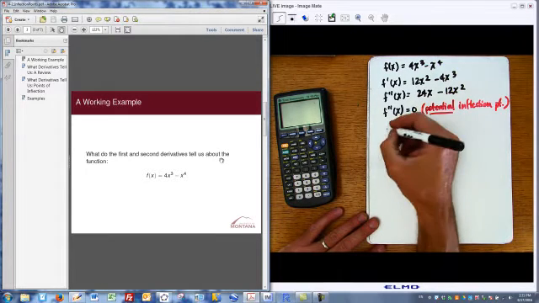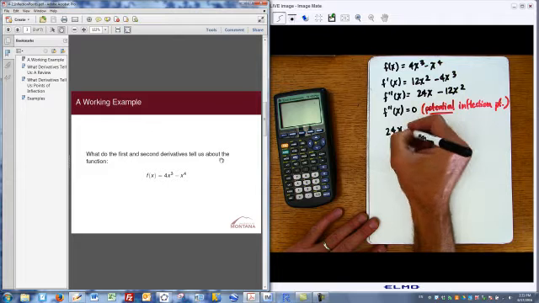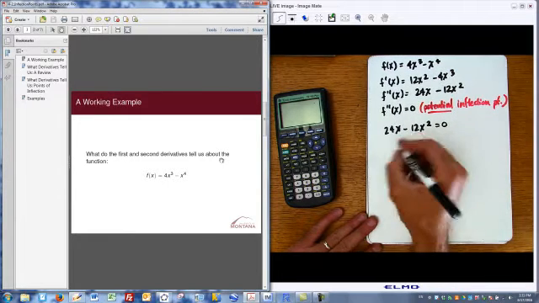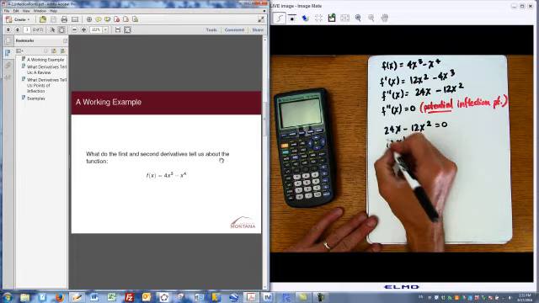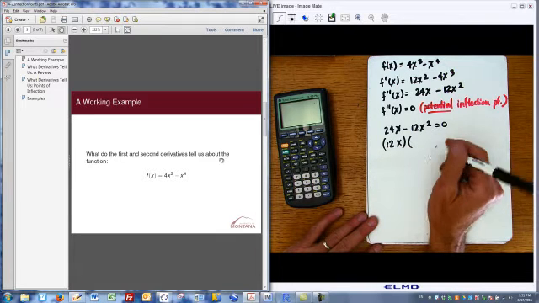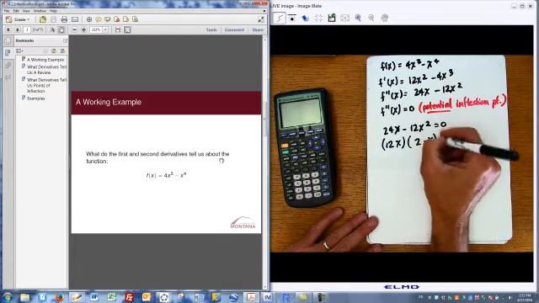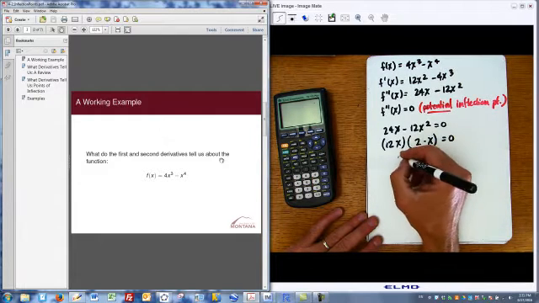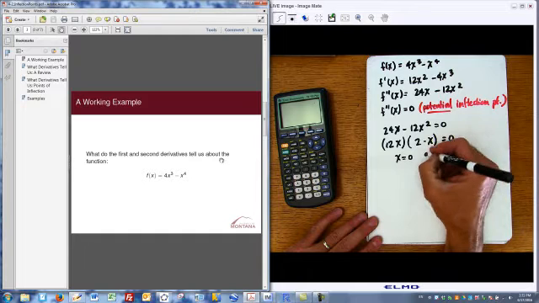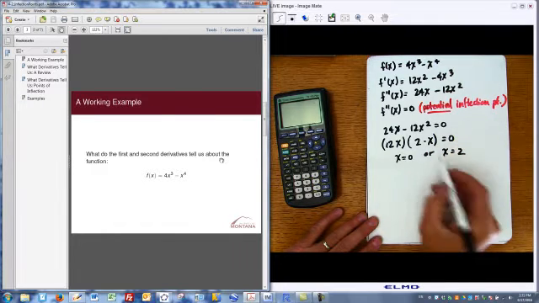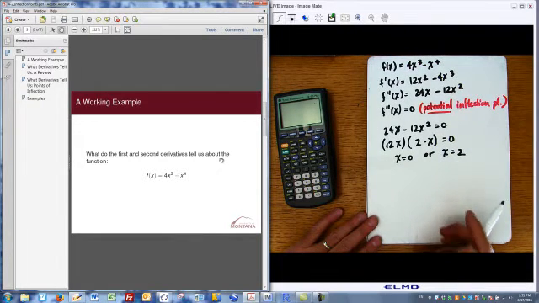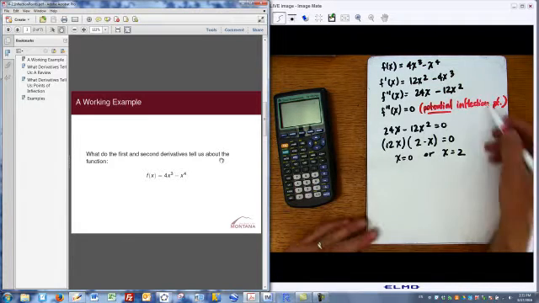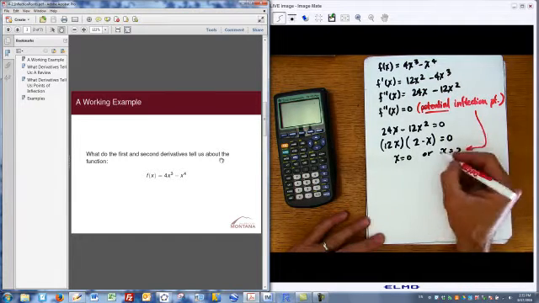Okay, so if we set the second derivative equal to 0, that's 24x minus 12x squared. We can solve that pretty quickly. I'll factor a 12x out of the binomial, and what do I get? I get 2 minus x equal to 0. So applying the zero product property, we can see that either x is equal to 0 or x is equal to 2 in order for the product to be equal to 0. So now we have two potential inflection points.